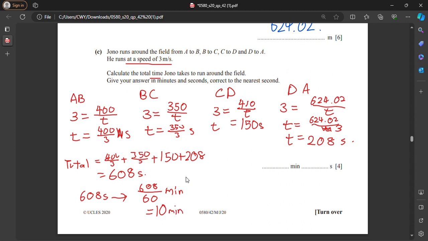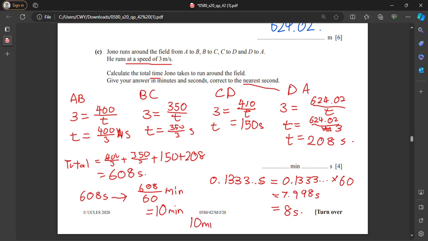So I'm just going to write separately. 0.133 minutes is equals to, it says nearest second, right? Is equals to 0.1333 multiplied by 60. So 0.1333 times 60 gives you 7.998 seconds, which nearest second is 8 seconds. So your total time is 10 minutes and 8 seconds. That's all.